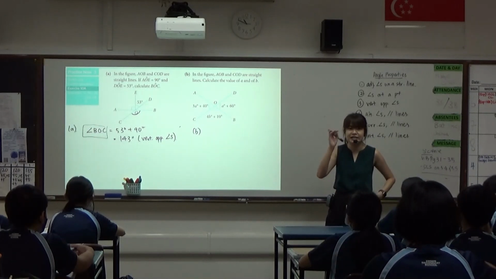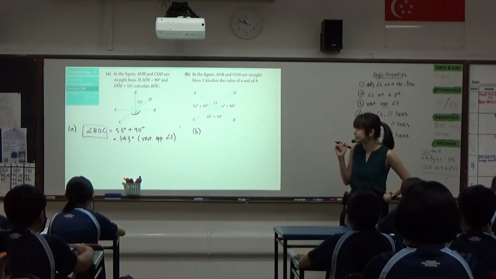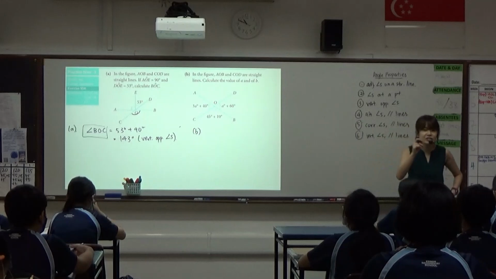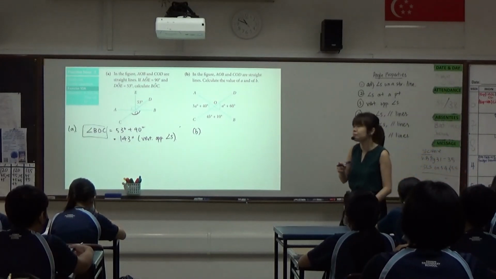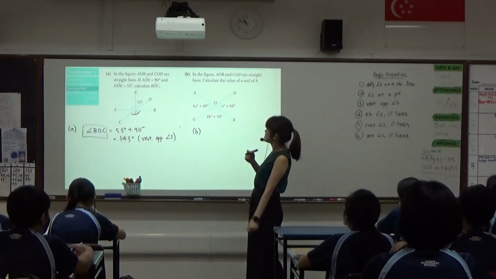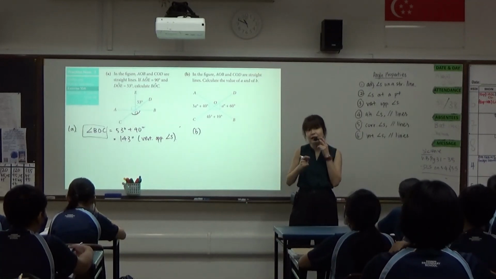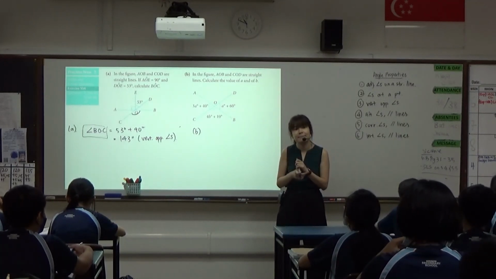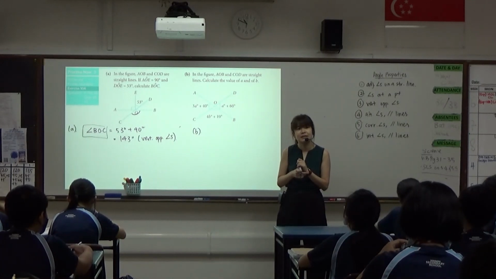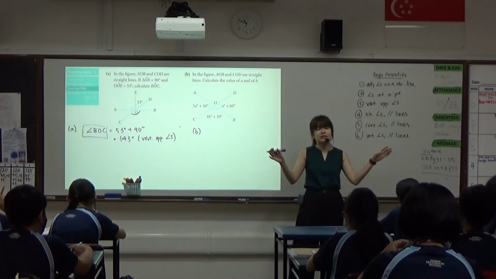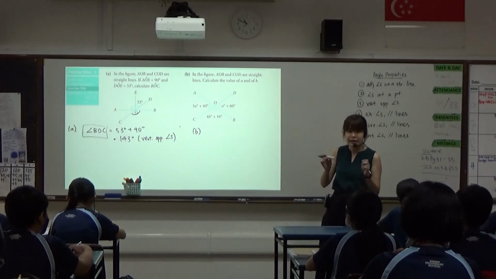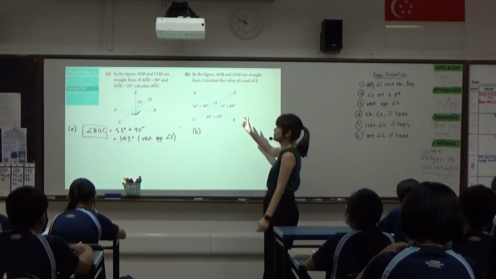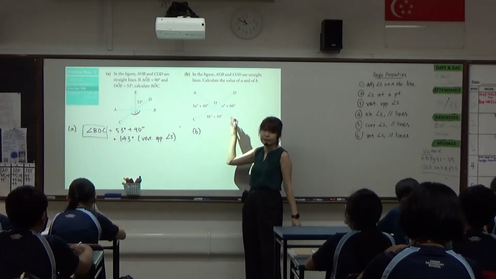Okay, let me try first. My hint to you: use vertically opposite angles. How can we use vertically opposite angles to find out what A is? Do you know what vertically opposite angles mean? Two angles are equal, right? So can you tell me a pair of vertically opposite angles based on this diagram?